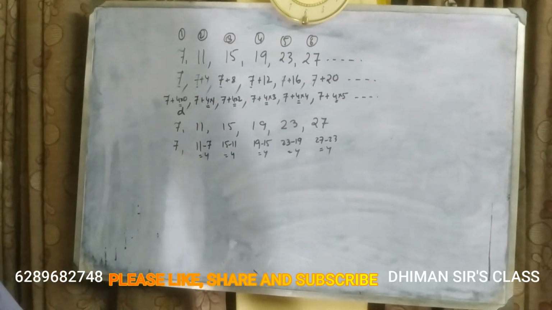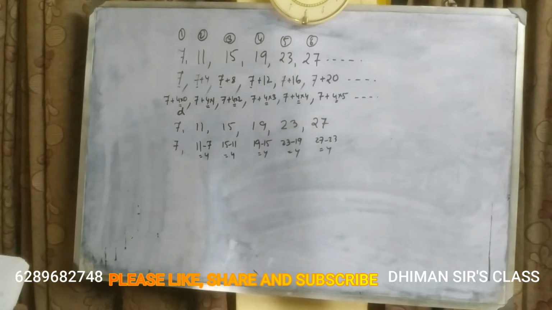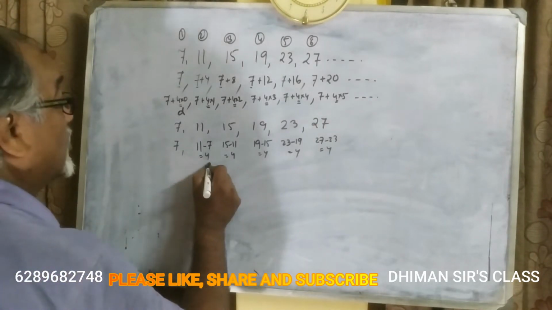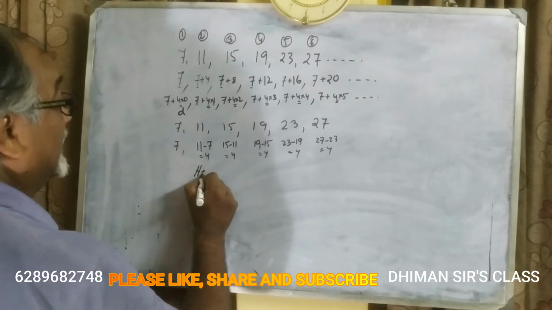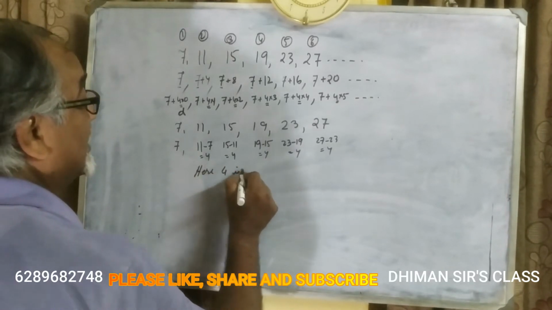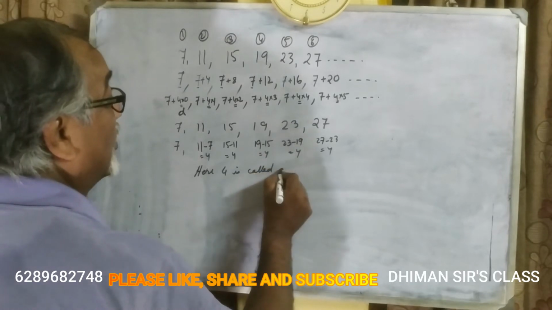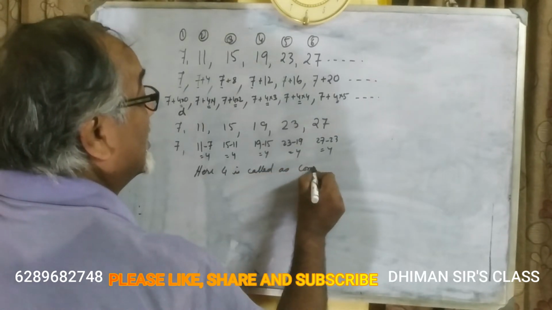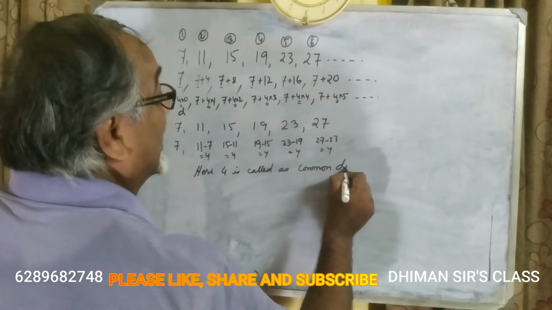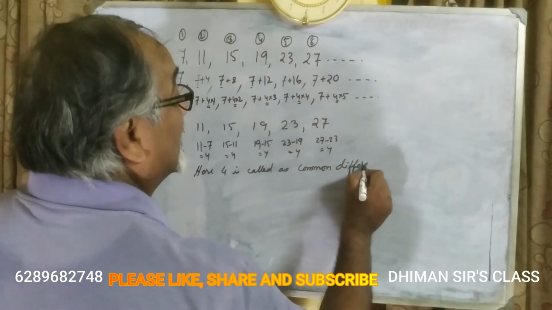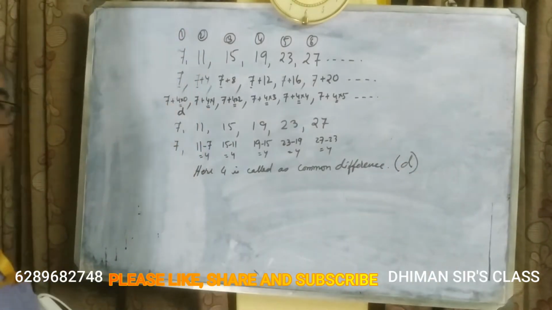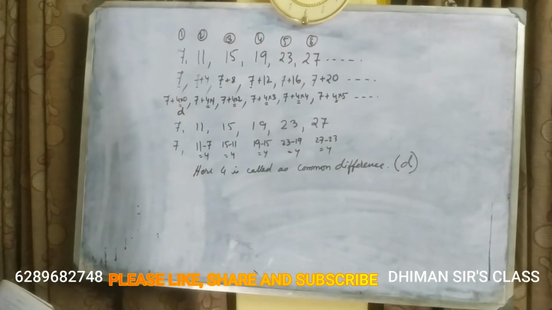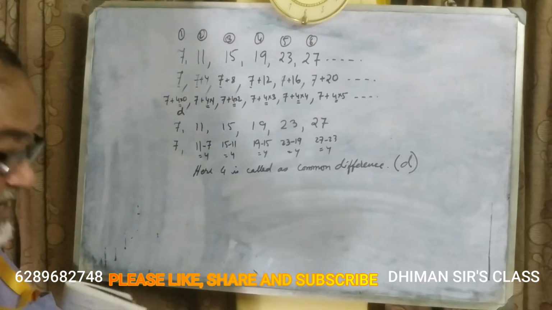Okay, so here, therefore, 4 is called the common difference. It can be denoted as D. Clear, students? Pause the video, copy it down if you want.